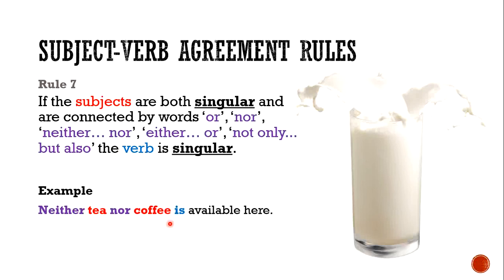Tea and coffee are uncountable nouns. We consider them as singular nouns. Neither tea nor coffee is available here. Both the subjects are singular, tea and coffee. Neither of them is available. We use the verb in singular form.